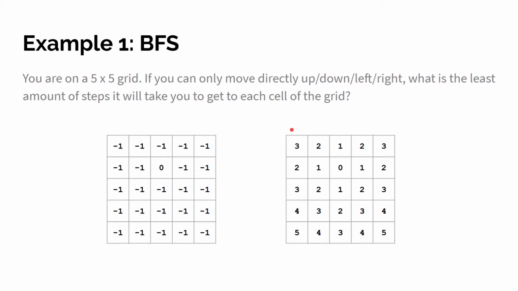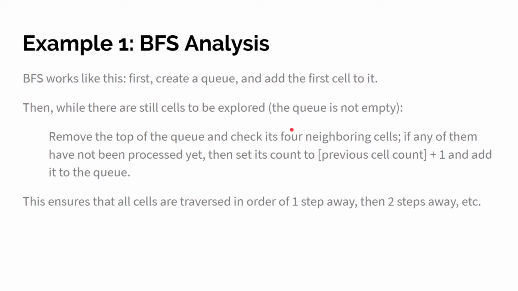So how might we accomplish this using a breadth first search? Well, first, we're going to create a queue and then add the first cell to it. Then, while there are still cells to be explored, or the queue is not empty, we just remove the top of the queue and check in each of the 4 directions that we can move, right? If any of them had not been visited, then set its distance to 1 plus the previous cell's distance and add it back to the queue.